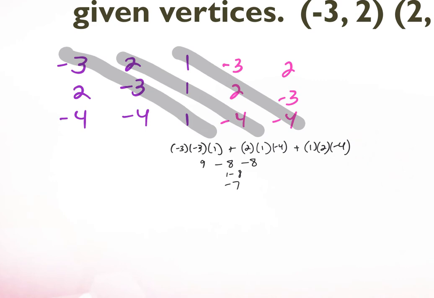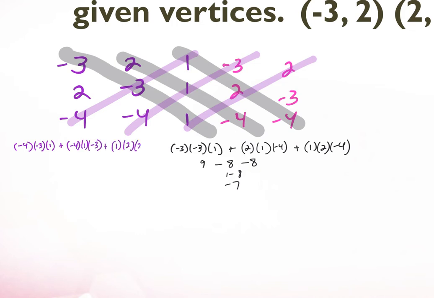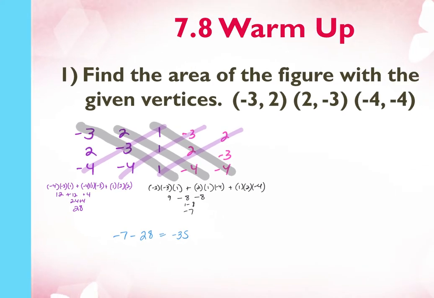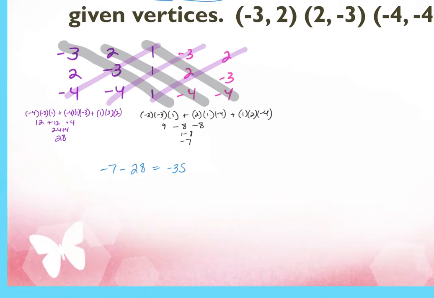Then we go back the other way. So -4, -3, 1, plus -4, 1, -3, plus 1, 2, 2. So positive 12 plus 12 plus 4, or 24 plus 4, which is 28. And then we do the top left first, so -7 minus 28 is -35. This is area, which means we half it at the end.